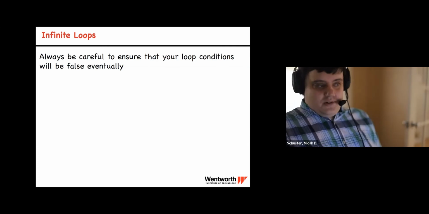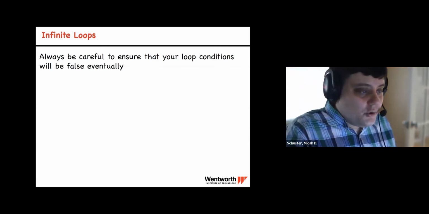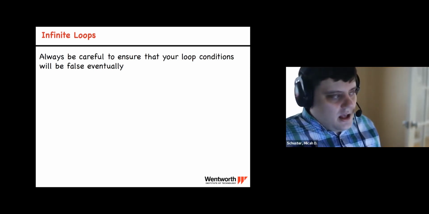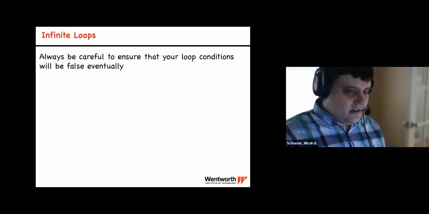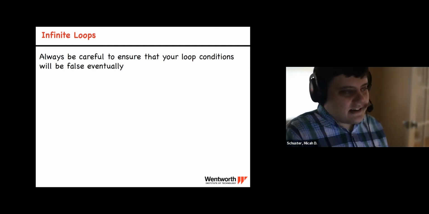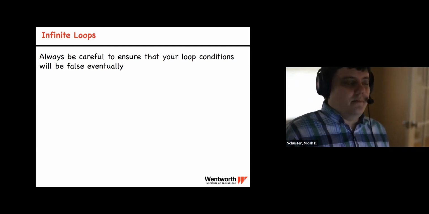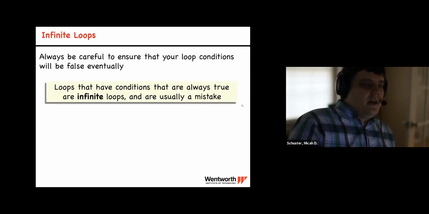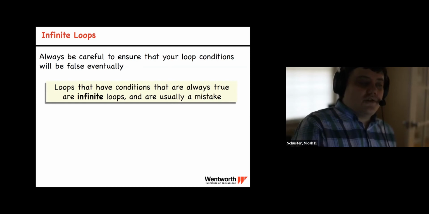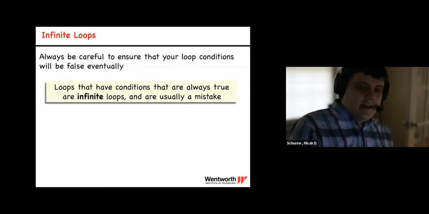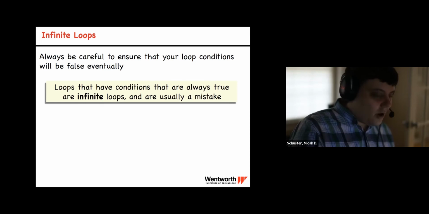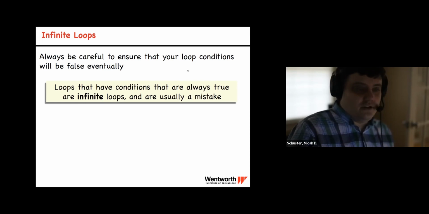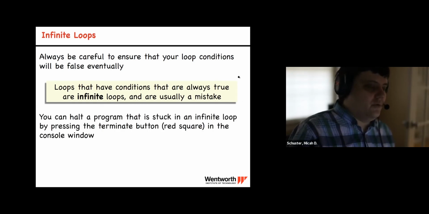All right, infinite loops. You always want to be careful to ensure that your loop conditions will be false. There are some exceptions to that. Just like with most programming things, there are exceptions where you might want to do things slightly differently. But for the most part, you want to make sure your loop conditions are false. Loops that have conditions that are always true are infinite loops. Usually they're a mistake. Not always, but usually it's a mistake that you've made, that you've forgotten to make sure the condition would be false.